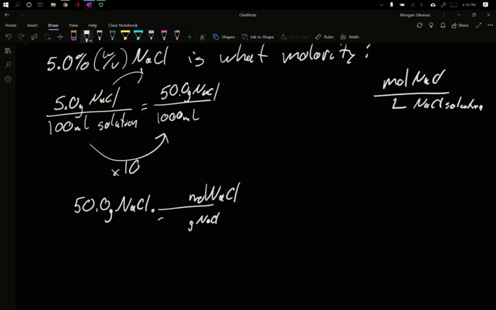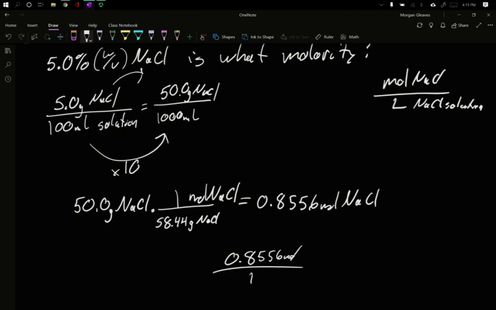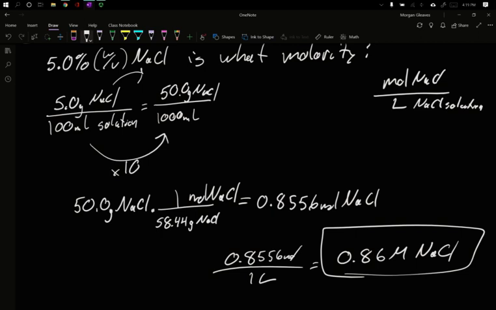1 sodium, 1 chloride, 58.44 grams in 1 mole. And so we will find 0.8556 mole of NaCl. Well, we already scaled the volume to be in 1 liter, so it's that many moles in 1 liter. 0.8556 mole in 1 liter, and we hit 2 sig figs, so 0.86 molar NaCl. So a 5% solution of sodium chloride is a 0.86 molar solution of sodium chloride.